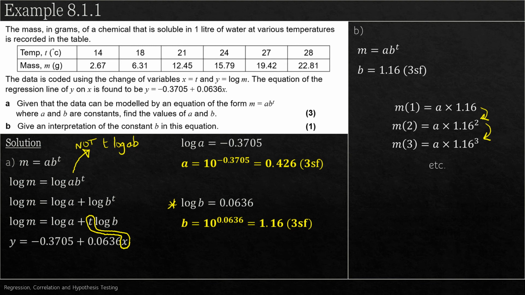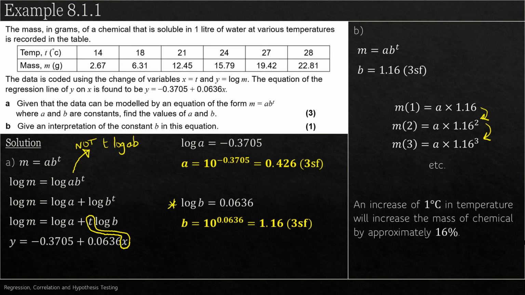So let's put that into words now, give an interpretation of the constant b in this equation. So in words, and this is what you might write for your answer, an increase of 1 degree Celsius in temperature will increase, we must see the word increase, the mass of chemical by approximately 16%. That comes from multiplying by 1.16 each time. It's actually a geometric sequence, increasing by 16% each time t increases by 1 degree C. Another way you could word that, you could also say it is the rate of change of m per degree, or the rate of change of mass per degree.